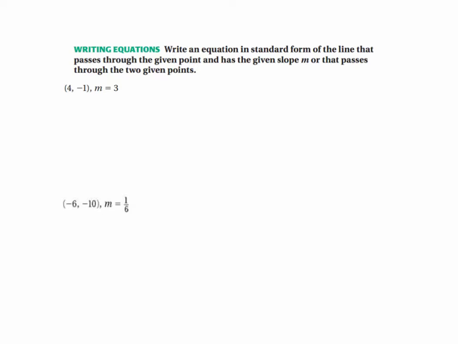All right, look at these instructions. The instructions say write an equation in standard form of the line that passes through the given point and has the given slope m, or that passes through the two given points. Now, we have talked about standard form a little bit, but what's important about standard form is this.